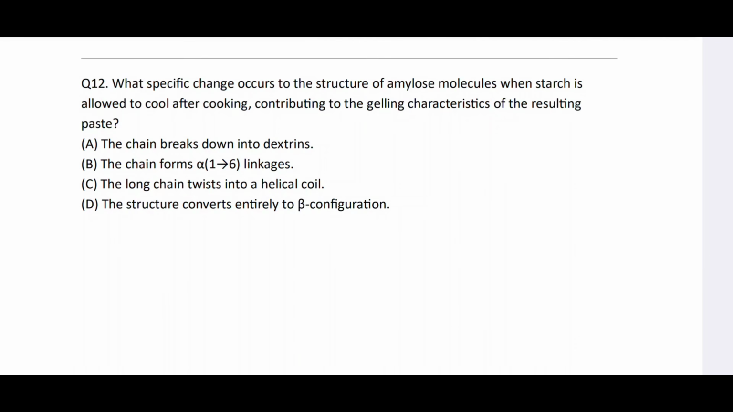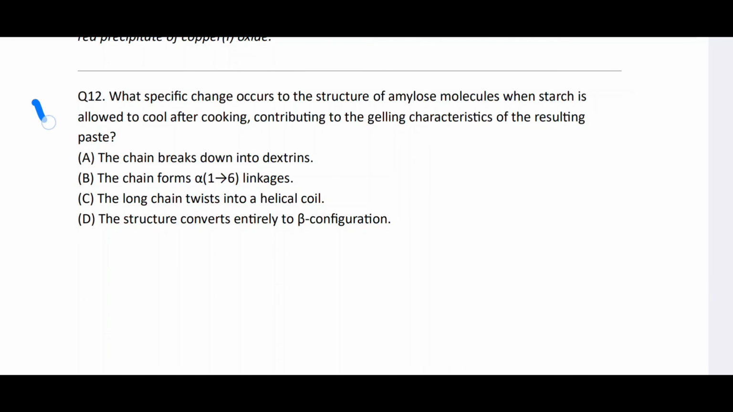Next question is, what specific changes occur to the structure of amylose molecule when starch is allowed to cool after cooking, contributing to the gelling characteristics of the resulting paste? So basically the question is asking about retrogradation, what happens during retrogradation. So the right answer will be option number C, long chain twist into a helical coil.